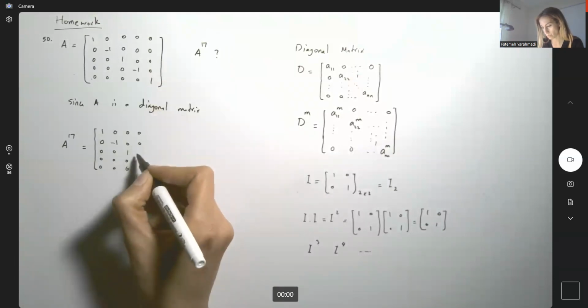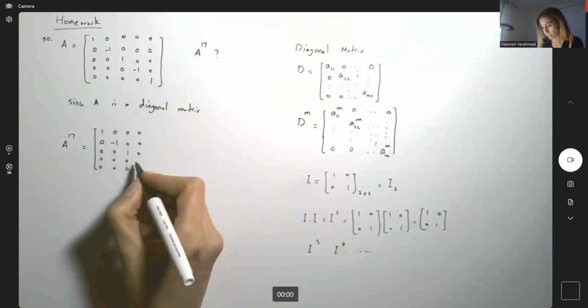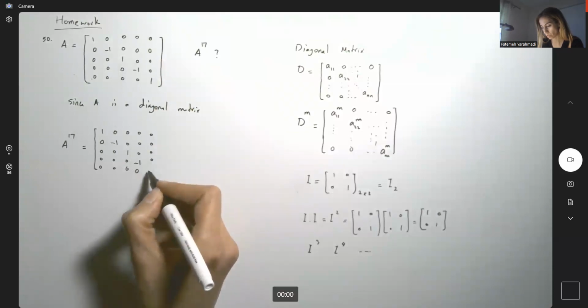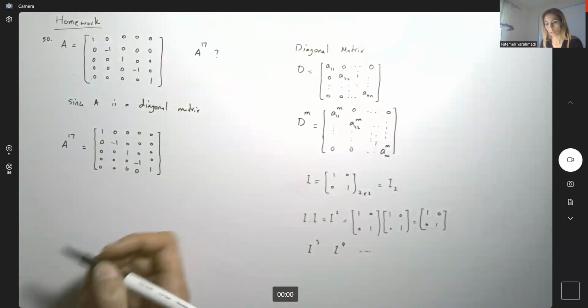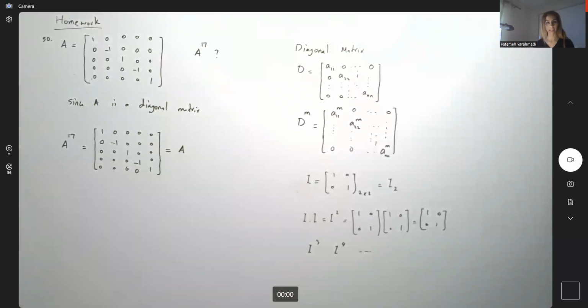Then you have 0, 0, 0. And this guy raised to power 17, again, negative 1, 0. And then you have 0, 0, 0, 0. And 1 to power 17 is 1. So obviously, A to power 17 is equal to A itself.